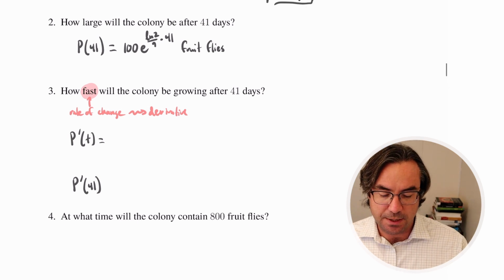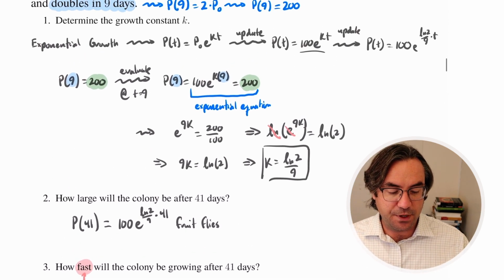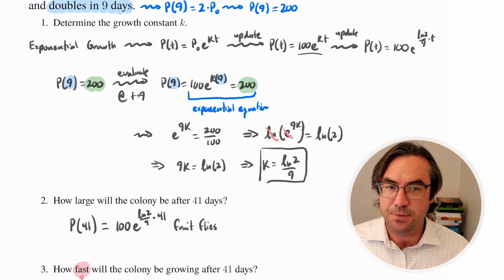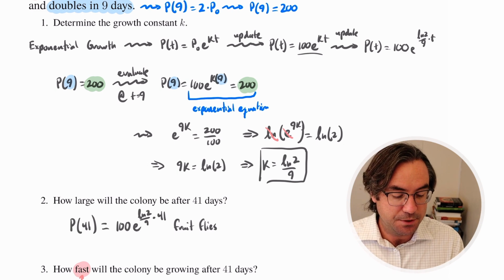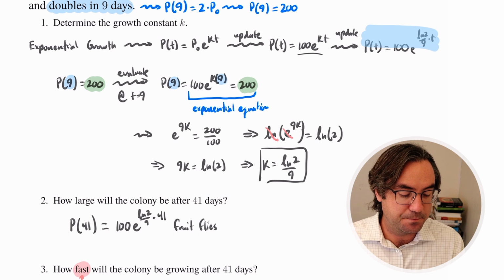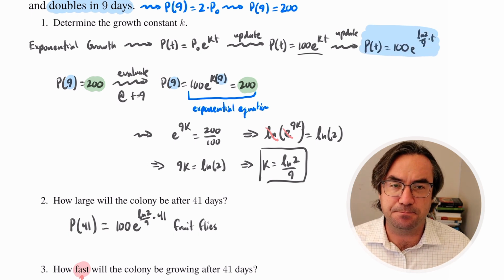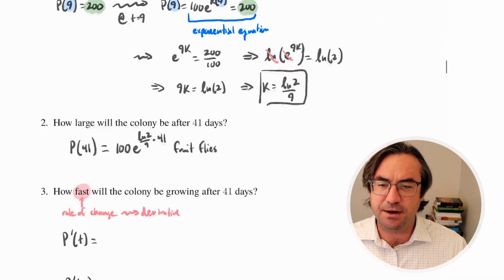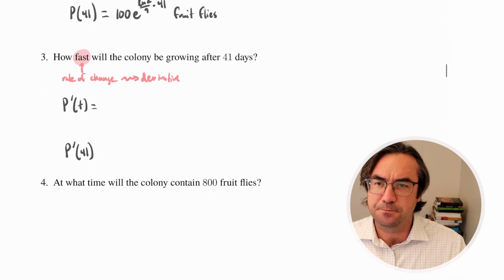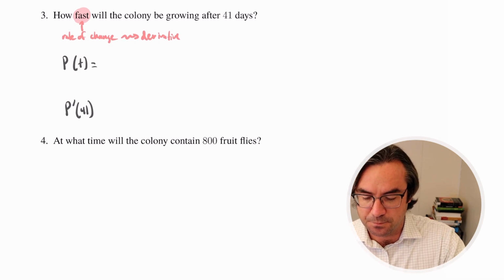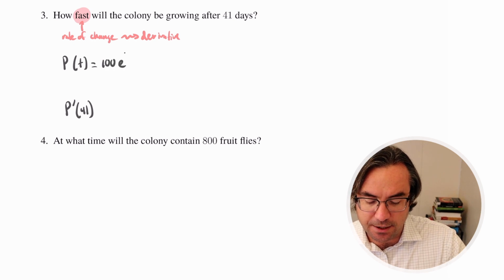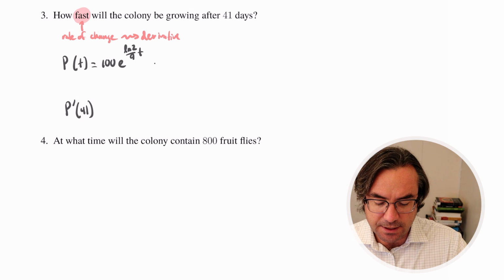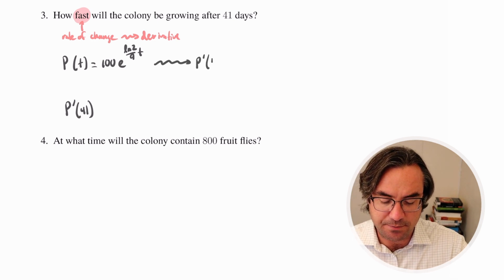All right. And if we go back up, this is our function, and we want to differentiate it. So this is our population function, and this is what we want to differentiate. So the 100 here is a constant multiple. And actually, let's write it down here. So our population is 100e raised to the natural log of 2 over 9 times t. And let's differentiate. So we're going to calculate P prime.